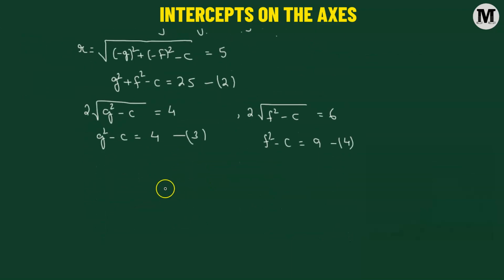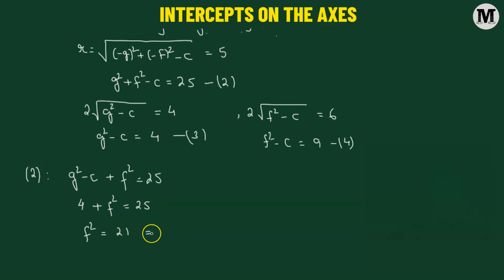Let's begin. In equation number 3, we have obtained g squared minus c equals 4. So we will substitute this value in equation number 2. In equation number 2, we have g squared minus c plus f squared equals 25. If we replace g squared minus c with 4, then we have 4 plus f squared equals 25. So f squared will be equal to 21, which means that the value of f comes out to be plus or minus square root of 21.